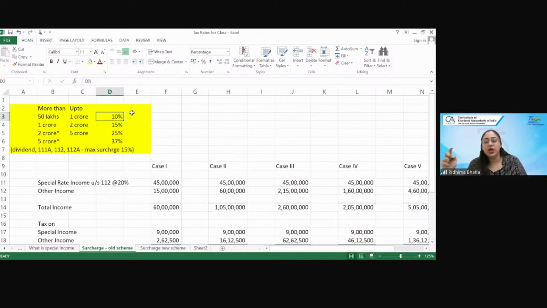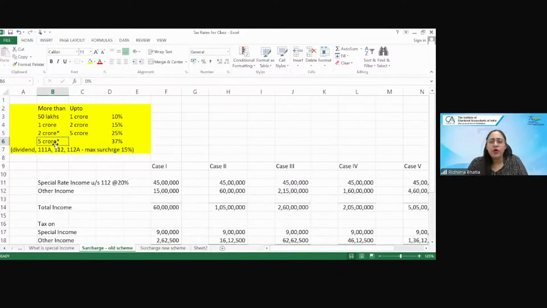Surcharge, extra charge. Extra charge किस पे लगेगा? Tax का extra charge. That's why 10% on the tax amount. Tax amount which is coming after all special, non-special, other, normal, old scheme, whatever. Final tax liability, जो भी tax liability you've computed. If an income is of more than 1 crore to 2 crore, surcharge is 15%. If an income is of more than 2 crore but is up to 5 crore, surcharge is 25%. If an income is of more than 5 crore, surcharge is 37%.